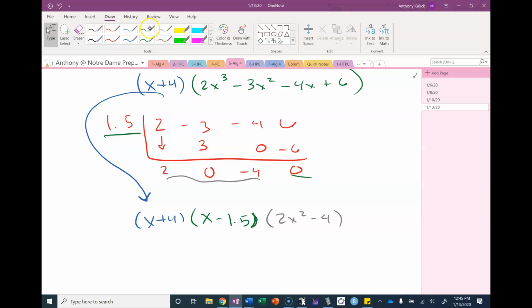Now, what looks unusual about this factored form here? That factor that is x minus 1.5, typically we don't have decimals inside of our factors, right? That seems odd. Well, it turns out we can fix that and make it look a little bit nicer. If I look at the factor next to it, 2x squared minus 4, what do you notice about 2x squared minus 4?